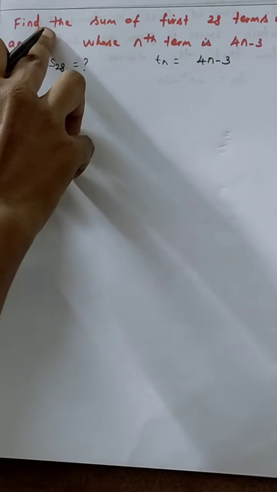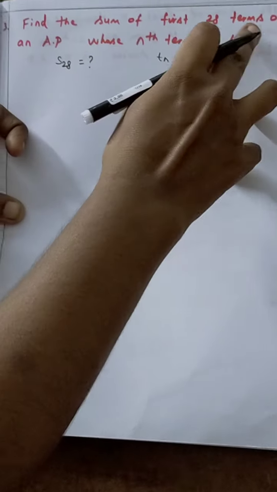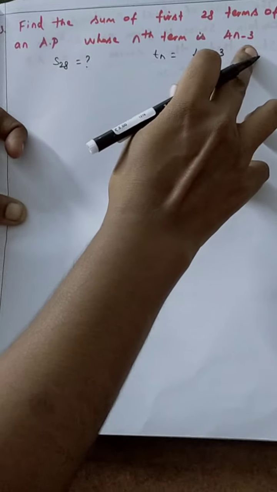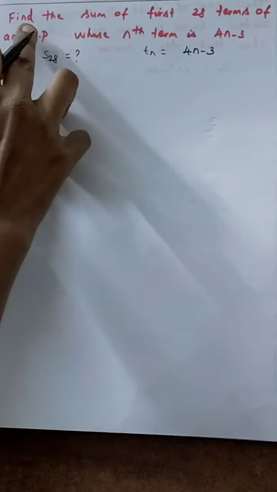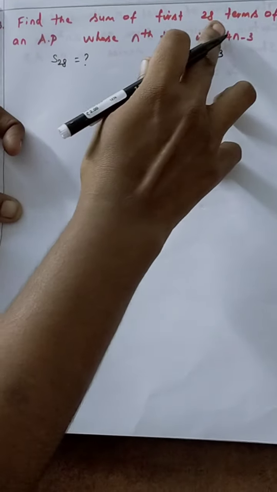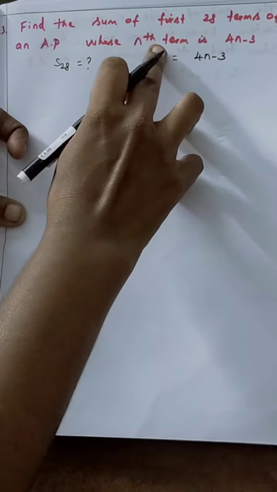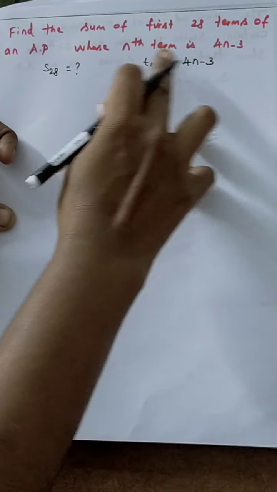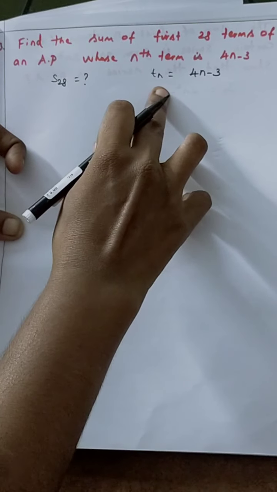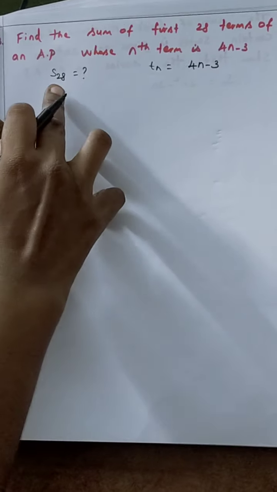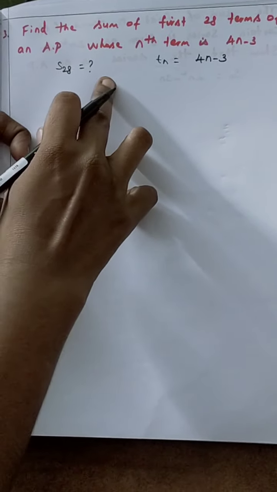Third question, find the sum of first 28 terms of an AP whose nth term is 4n minus 3. Okay students, find out the sum of first 28 terms. So what is the general term given? Nth term is 4n minus 3. Nth term is Tn, the general form is given. Tn equal to 4n minus 3. Find the S28, the total.